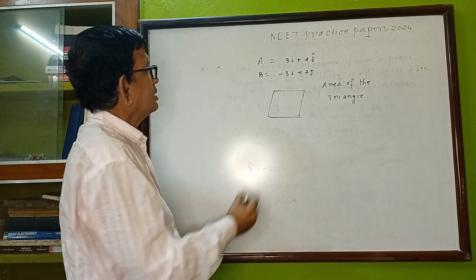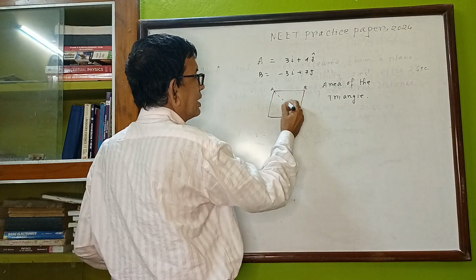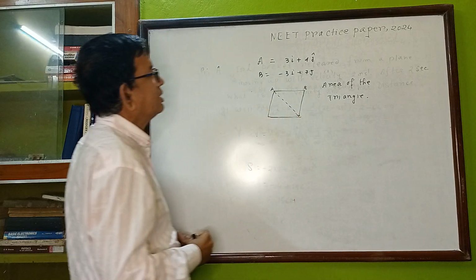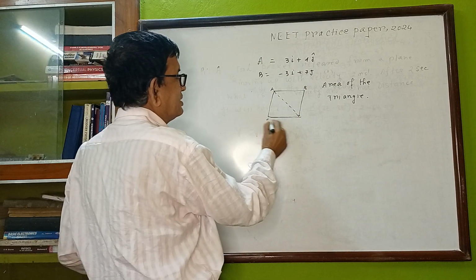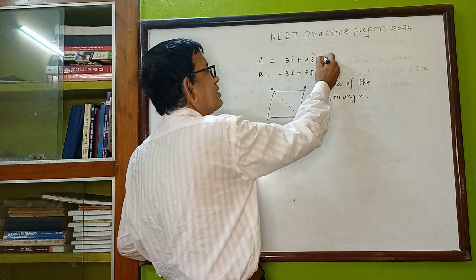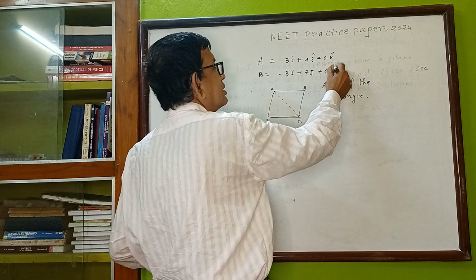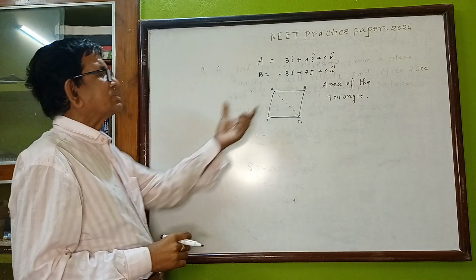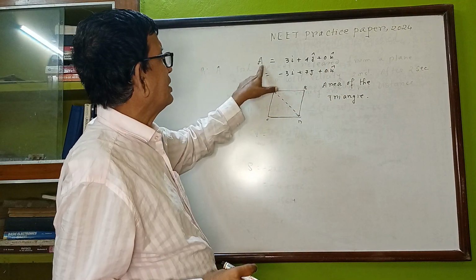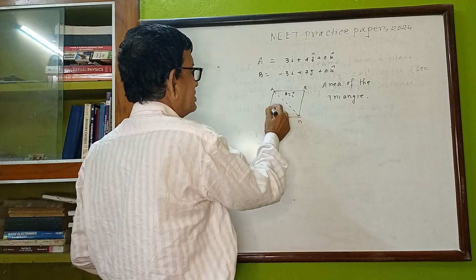Clear? Consider there is a parallelogram. You know the diagonal will divide it. The two sides given are A and B. Suppose that is A and that is B.